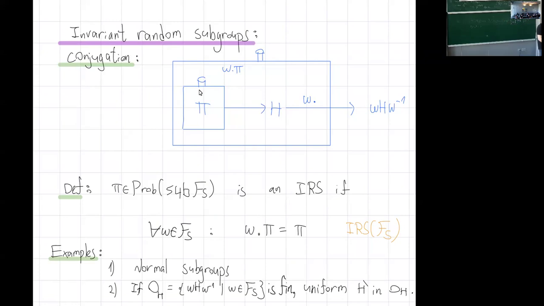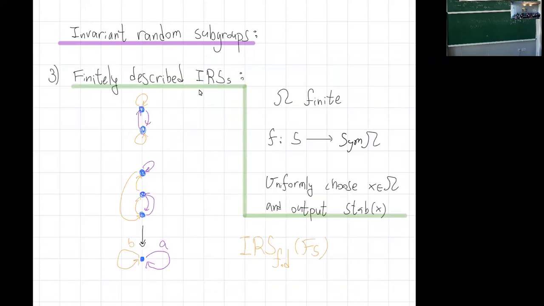Okay, great. Now I'm going to define the most important class of invariant random subgroups for me. So I'm just giving you a way of generating lots of invariant random subgroups, which have potentially interesting properties. Okay, so these are the finitely described IRSs. Now, again, I'm going to give you both the topological viewpoint and the combinatorial viewpoint. So topologically, you take a finite covering space.